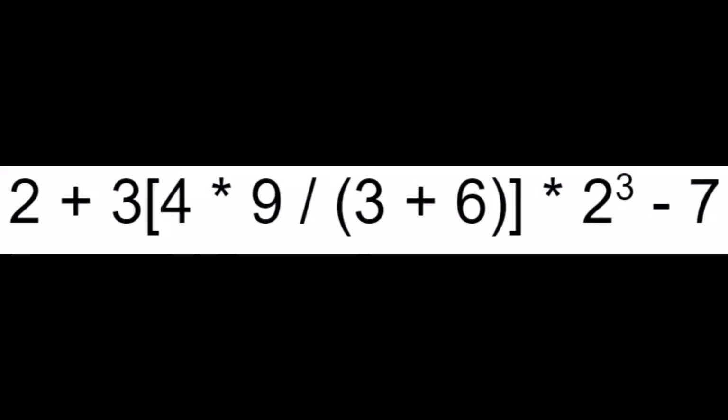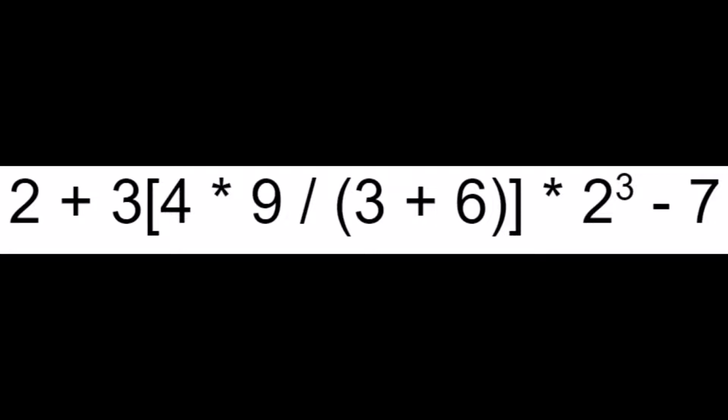The order of operations tells you which steps to do first in an expression. It is commonly abbreviated as PEMDAS or BODMAS. In this video, I will teach you how to use the order of operations by solving the problem 2 plus 3 times 4 times 9 over 3 plus 6 times 2 to the third power minus 7. This contains all of the necessary steps to teach each part of the order of operations.